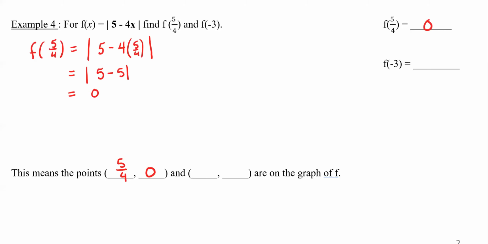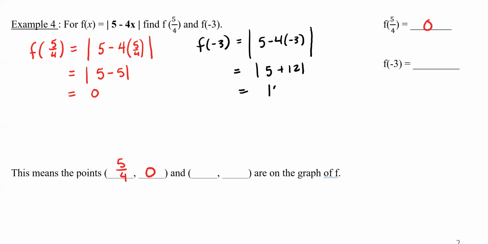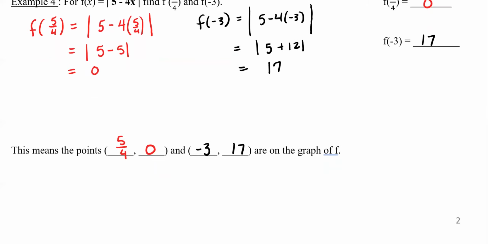And then we want to find f of negative 3. Be sure to follow the order of operations. We need to multiply negative 4 times negative 3. So we have 5 plus 12, 17, and the absolute value of 17 is 17. So moving right along.